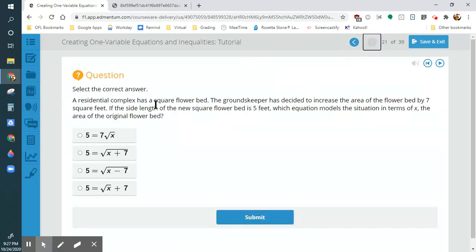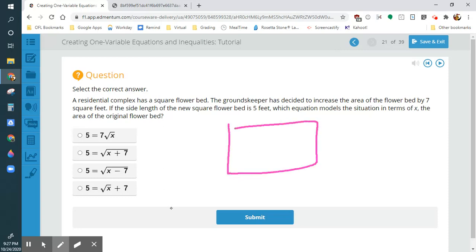All right, so let's check this out. So first we have to set up the equation. Let's set up this equation. A residential complex has a flower bed. The groundskeeper has decided to increase the area of the flower bed by 7 square feet. So we're going to increase the area.